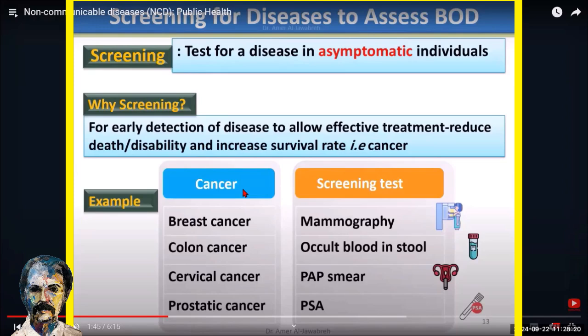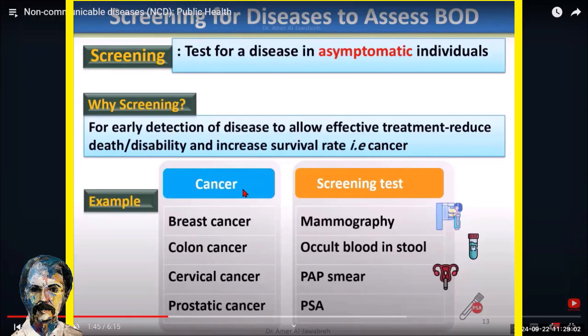Cervical cancer, the pap smear for ladies. Why do we call it pap smear? Because of the stain, Papanicolaou stain. And then prostatic cancer for men, for males. We use this PSA, prostate specific antigen, in serum. You just take 2 ml, centrifuge the serum and then test it. Yes, there is a certain limit or range. Above this, you are close to having the cancer. All of these 4 are just common examples.